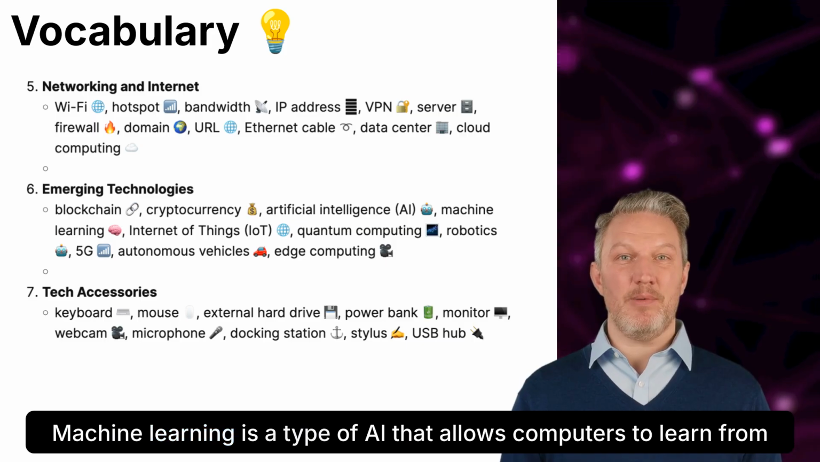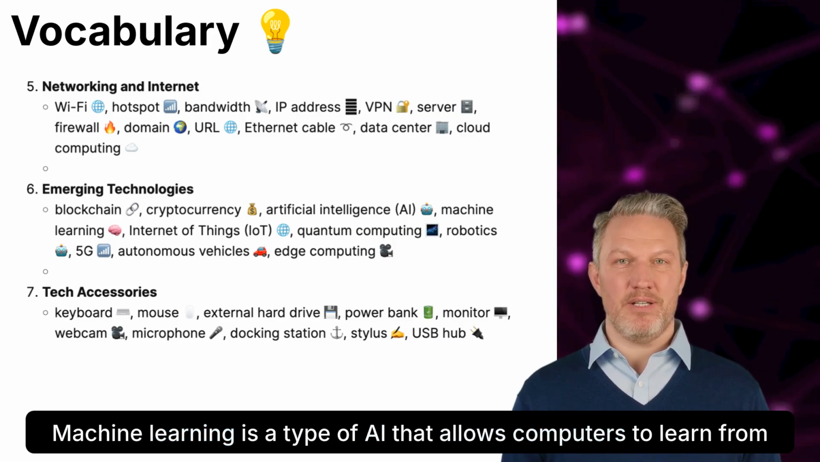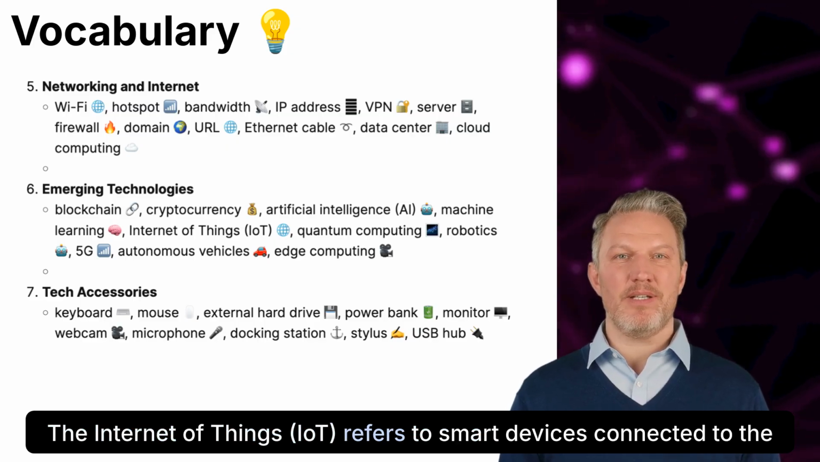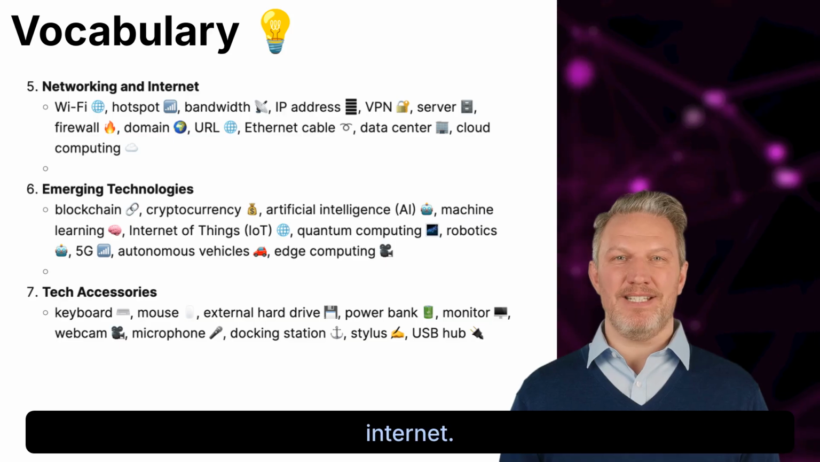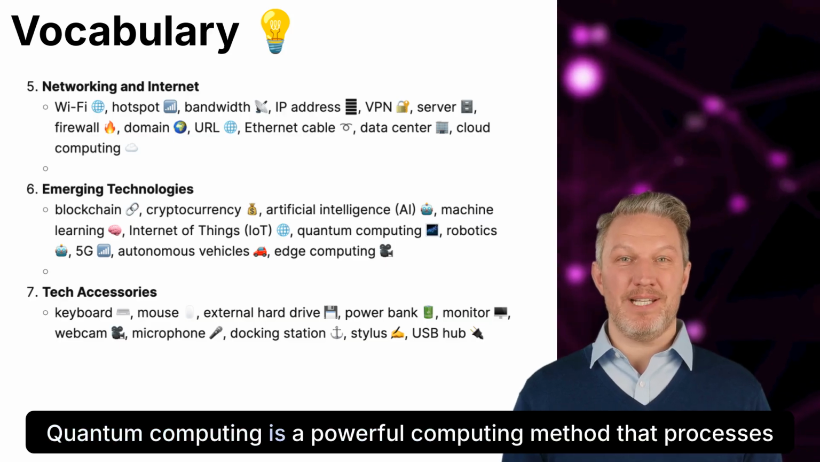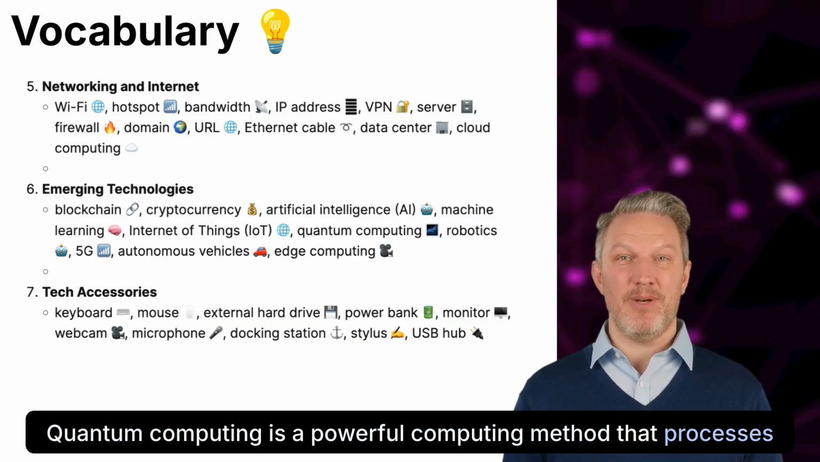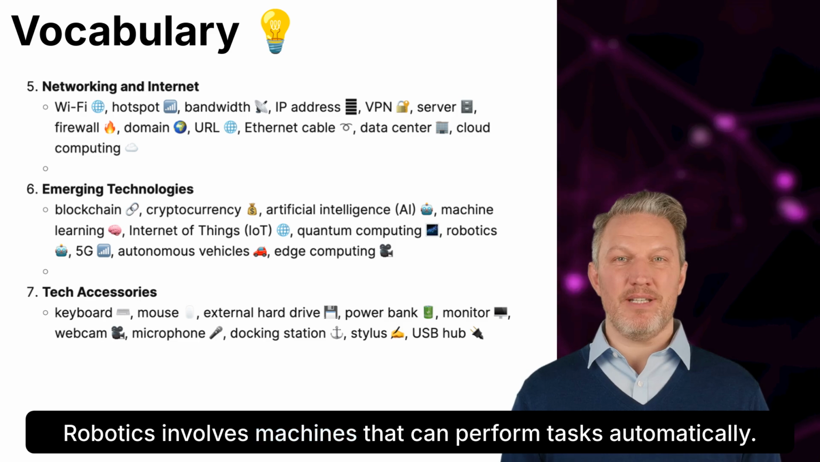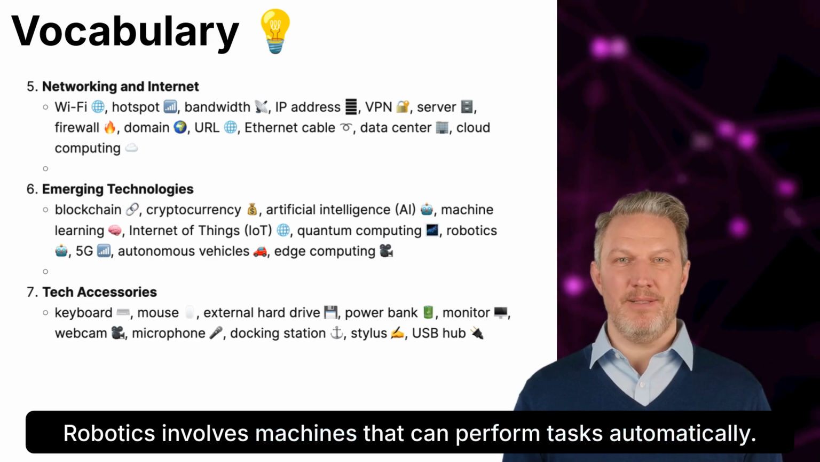Machine learning is a type of AI that allows computers to learn from data. The Internet of Things, IoT, refers to smart devices connected to the internet. Quantum computing is a powerful computing method that processes data in new ways. Robotics involves machines that can perform tasks automatically.